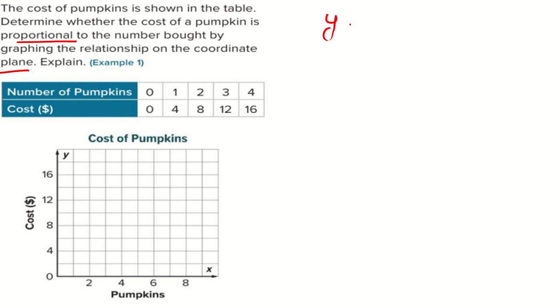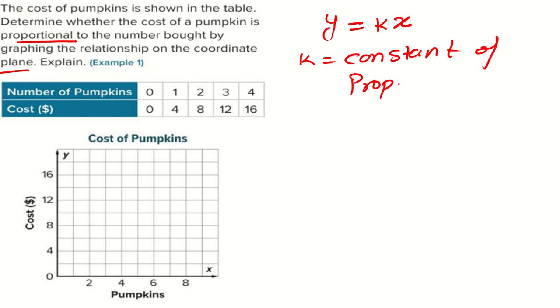It will look like this: y is equal to k times x. What is k here? k is called the constant of proportionality. What do we say? Constant of proportionality. So it helps you to find the value of x or value of y.